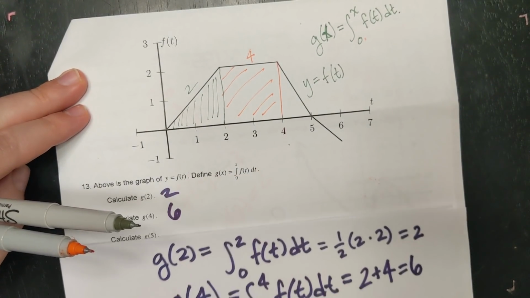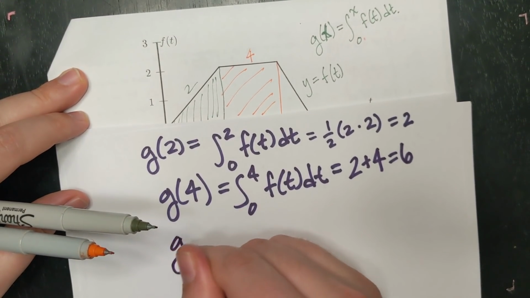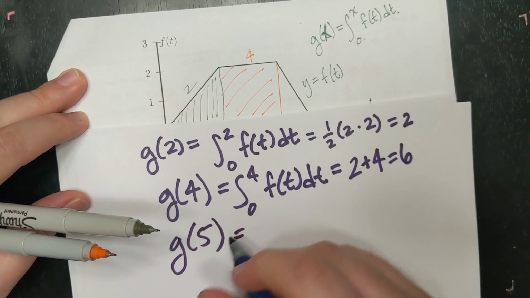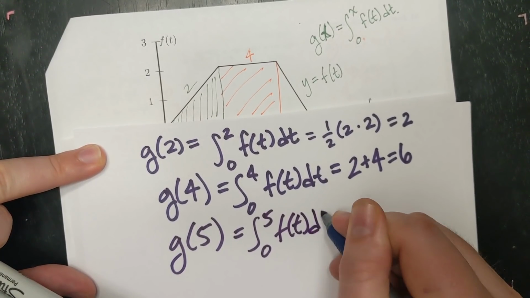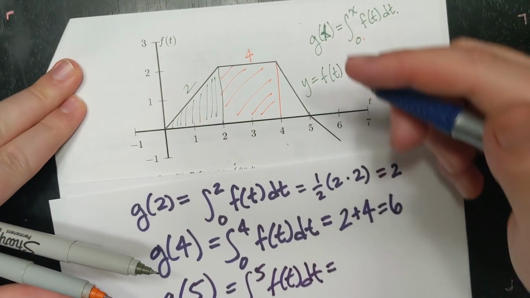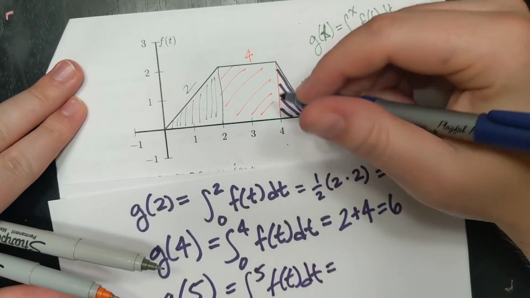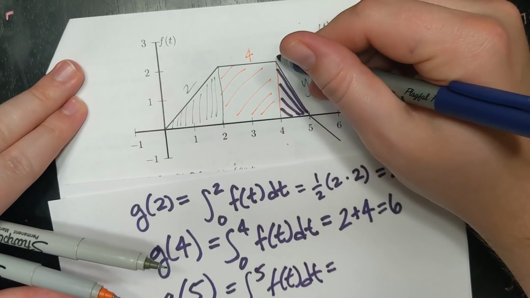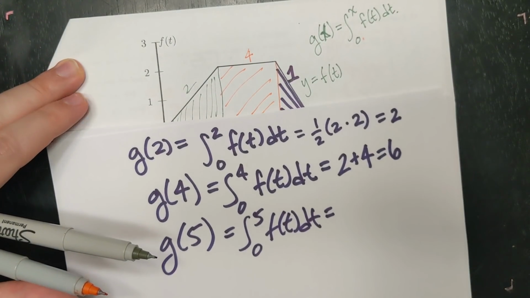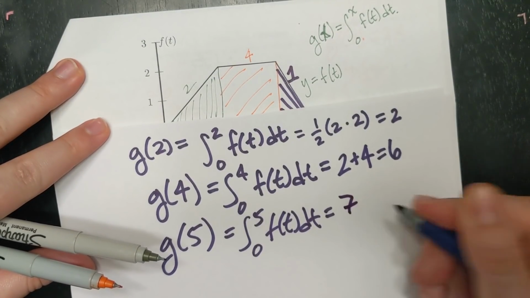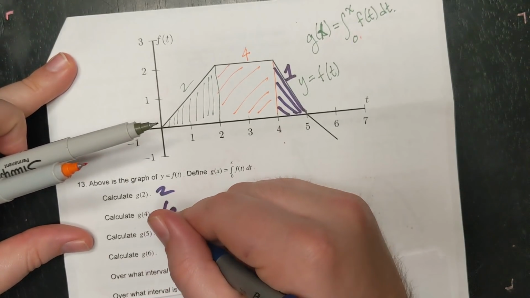Similarly, we are now asked to find g of 5. So we say, okay, g of 5 is just equal to the integral from 0 to 5 of f of t, which is the area from 0 to 5. So now we're adding in this little block here, this little triangle. Notice this is a 1 by 2, so that rectangle has area 2, and the triangle is half of that, so it's area 1. So we've added 1 to the previous 6, so now we have area 7. So g of 5 is 7.